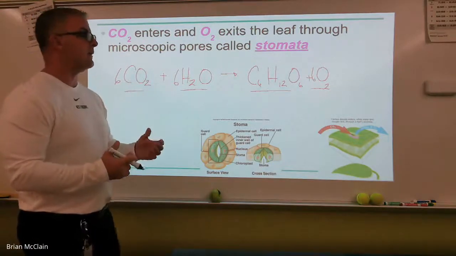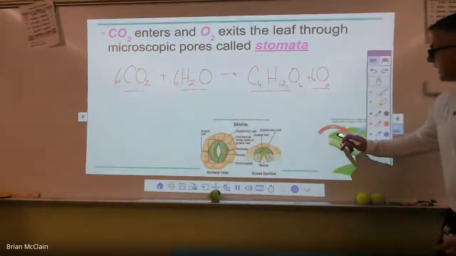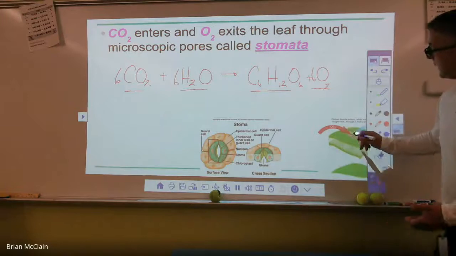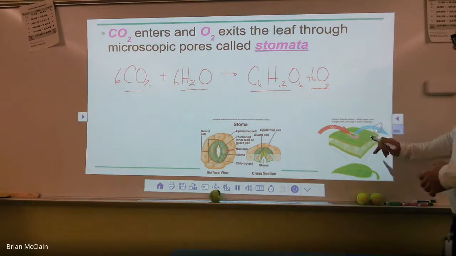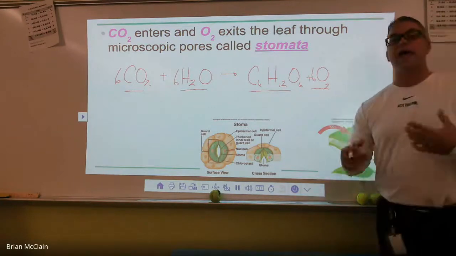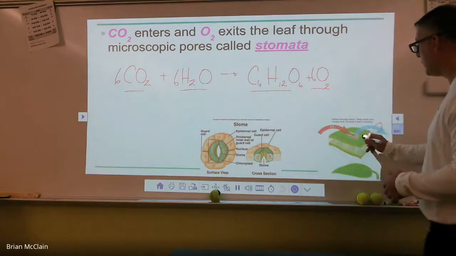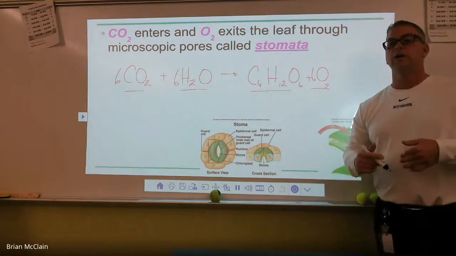So it's a point where it's an opening to the internal portion of our leaf and the cells inside the leaf, and we're going to find that the carbon dioxide is going to enter in through that stomata. And we're also going to see that the waste product of oxygen is also going to be able to exit through the stomata.